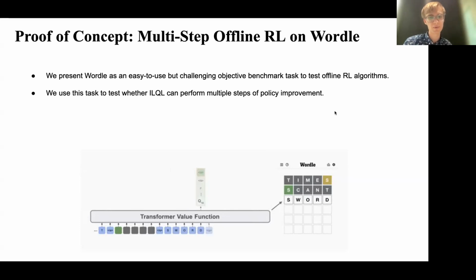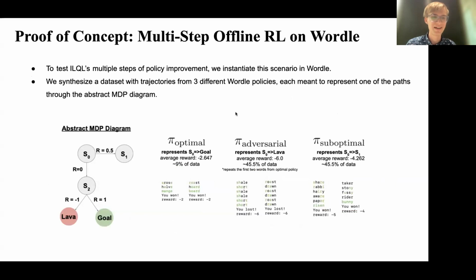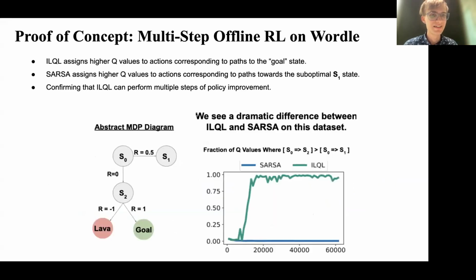So in this Wordle environment, we construct a very specific dataset, which tests how well our models can do multiple steps of policy improvement. Because I'm a little over, I won't go into the details here, and it is a bit detail heavy, so I'll skip those slides, but basically the high level idea is this. We have this abstract decision process where we have 3 paths. One is from S0 to goal, one is S0 to lava, and one is S0 to S1.